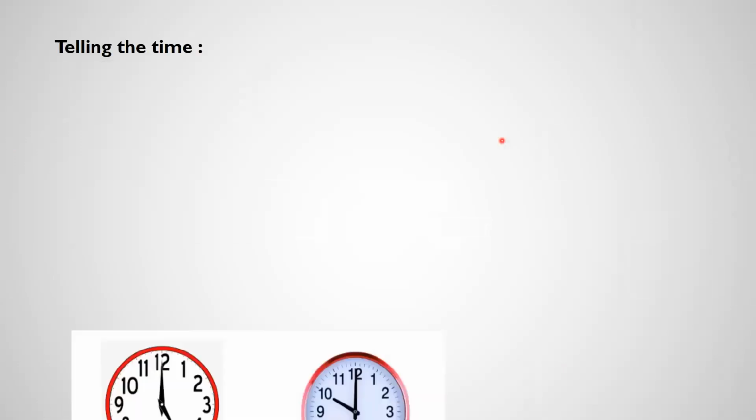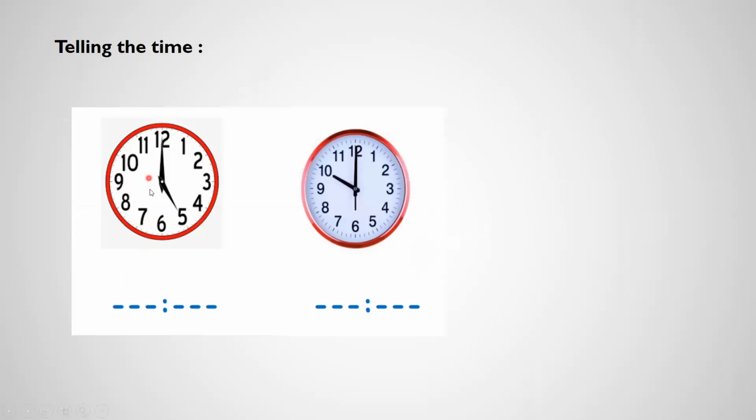Now let's read the time or tell the time together. This is the analog clock. We are going to look at the shorthand. Super. We are going to look at the shorthand and see it stops at which number. Here it stops on 5. So it means it's 5 o'clock. And if I want to write it by digital, I'm going to put here 5. And the long hand on 12 means 0 and 0. It means 0 minutes.